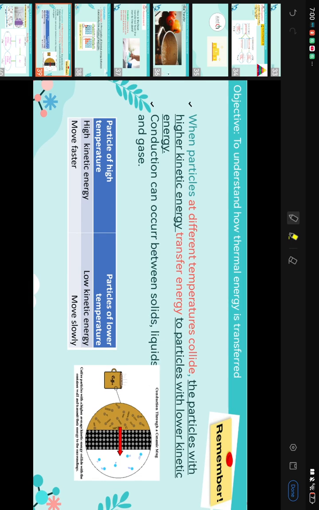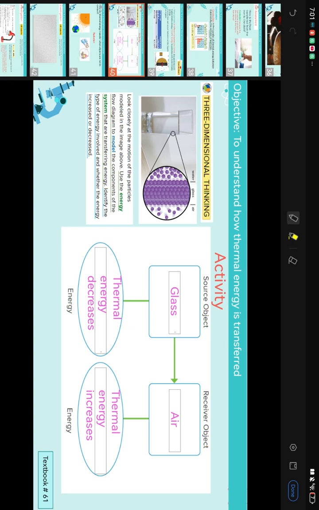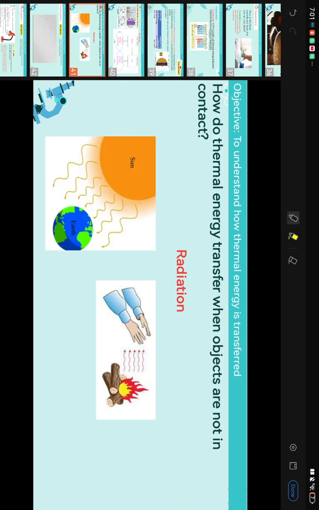Okay, when particles at different temperatures collide, the particles with higher kinetic energy transfer energy to particles with lower kinetic energy. So conduction can occur between solids, liquids, and gases. We had this example also about the cup of water. We spoke about it.